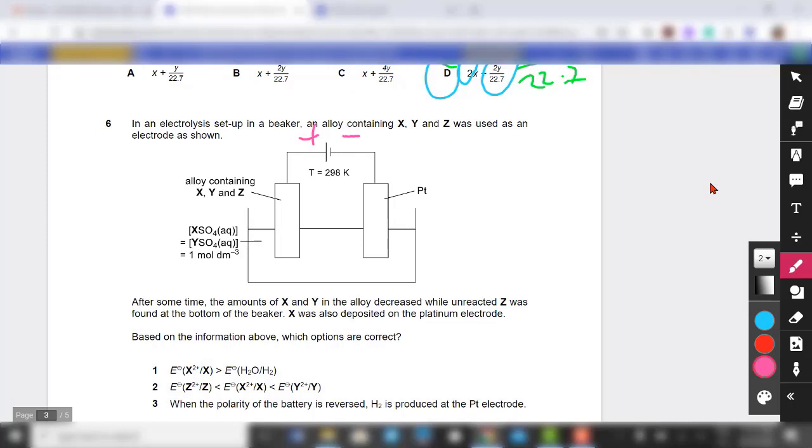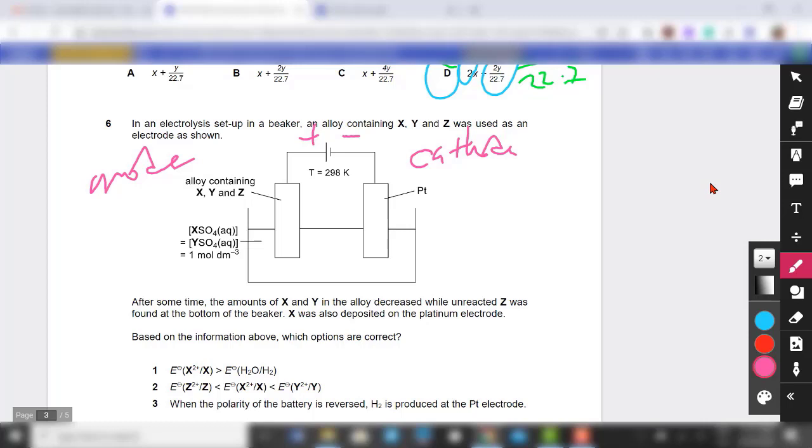So, as per all electrolysis, the left hand side must be the anode because oxidation is taking place here, and the right hand side must be the cathode because reduction is taking place here. So you are actually using an external power supply to drive an otherwise non-spontaneous reaction. In this case, it's actually the oxidation of the relevant metals.